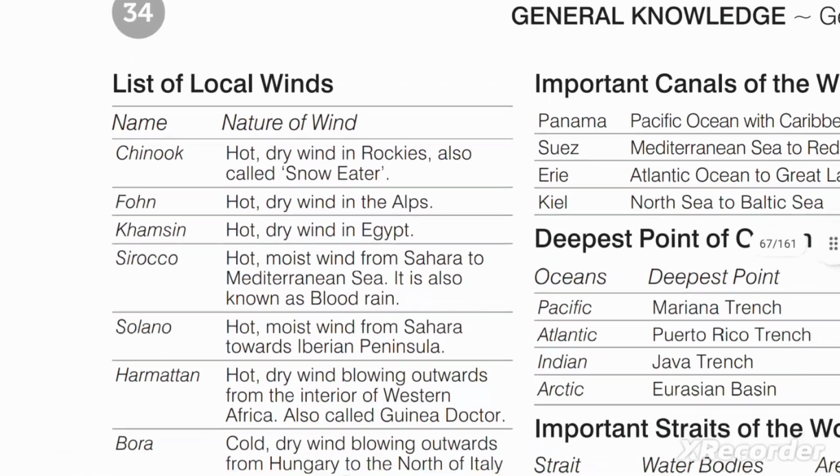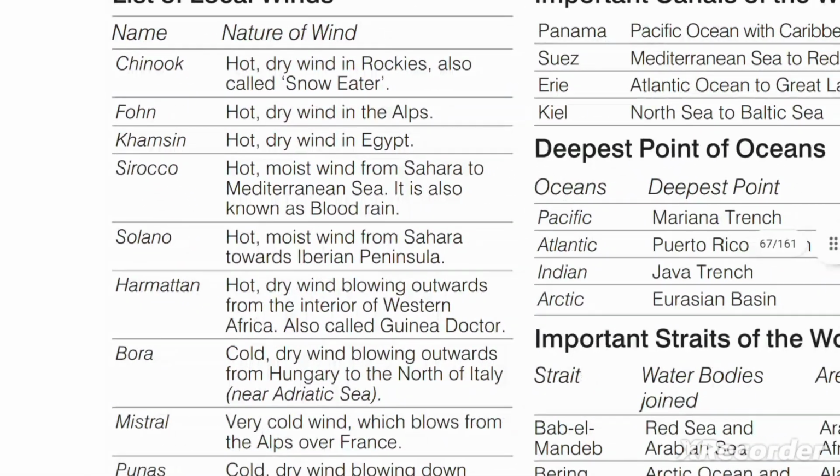List of local winds. Chinook: hot dry wind in the Rockies, also called snow eater. Foehn: hot dry wind in the Alps. Khamsin: hot dry wind in Egypt. Sirocco: hot moist wind from Sahara to Mediterranean Sea. It is also known as the blood rain.